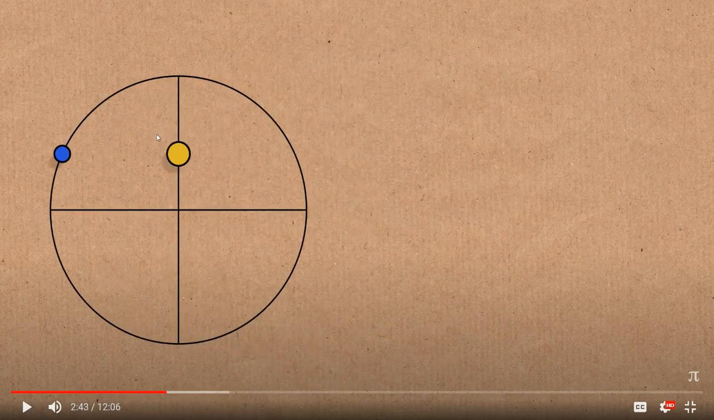I think that this is such a good explanation of the vertical and the horizontal components. As you watch that blue dot move around the circle, you can see that it's matching. This is the vertical component of it, and then you have the horizontal component of it.